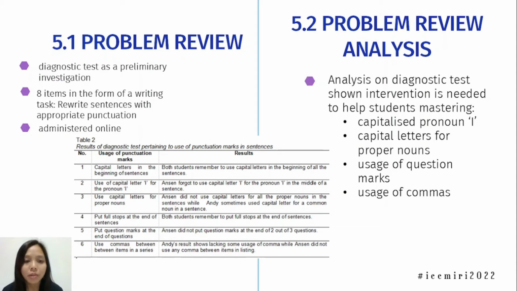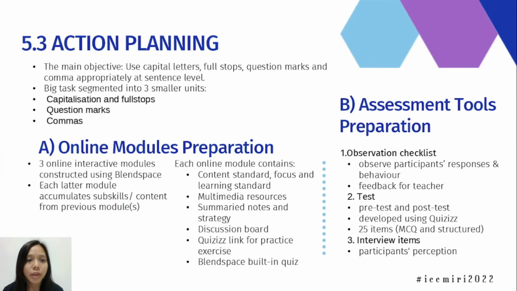And from the results of their diagnostic test, you see that both students actually can remember the use of capital letters at the beginning of the sentence and the full stops. However, they still need some intervention in terms of using the capitalized pronoun I, capital letters for proper nouns, usage of question marks, and usage of commas. So in action planning, the main objective is to use capital letters, full stops, question marks, and commas appropriately at sentence level. This is a big task.